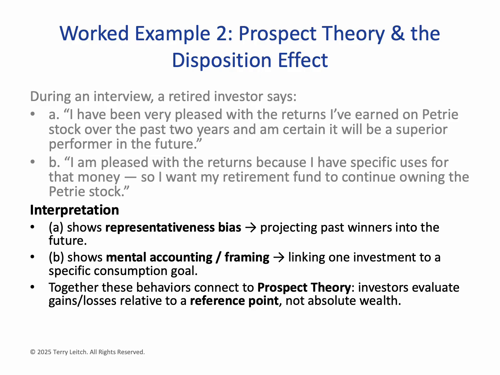Okay, so disposition, interpretation. A shows a representative bias, projecting past winners into the future. B shows mental accounting, linking one investment to a specific consumption goal. These connect to prospect theory. Investors evaluate gains and losses relative to a reference point, not absolute wealth. Okay? So this person's basically saying, this is where I'm at, this is my money, this is my bucket, and this one says, oh, it's done well, I think it's going to keep doing well, projecting into the future.